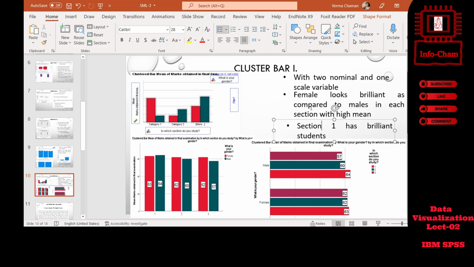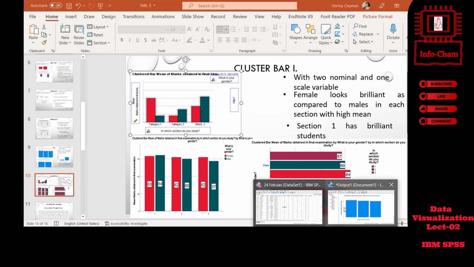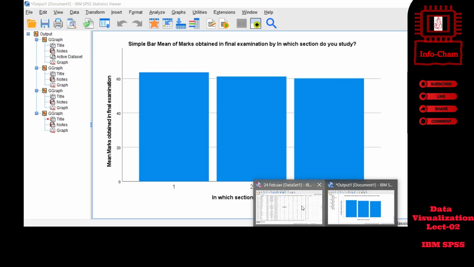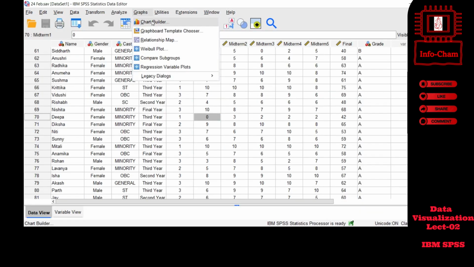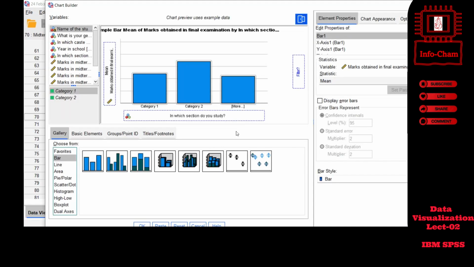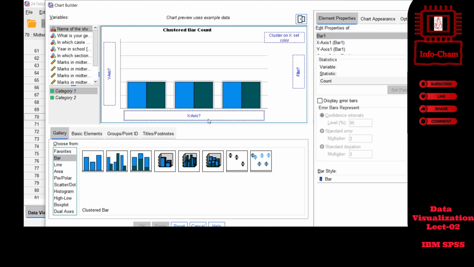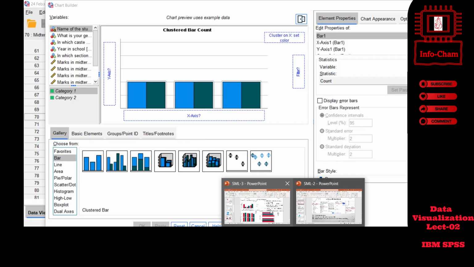So male and female, okay, let's see how we can make it. Cluster bar, first of all I think we should go to graph here, chart builder. Basically it will be like a group. Cluster means group. To reset, okay, so again a bar here. Let's see where is the cluster bar. I think it should be, yes, okay, this is the cluster bar type. It is also important, you can use it, and when we have to use it we will see.